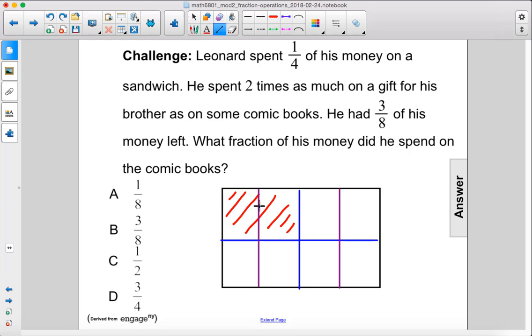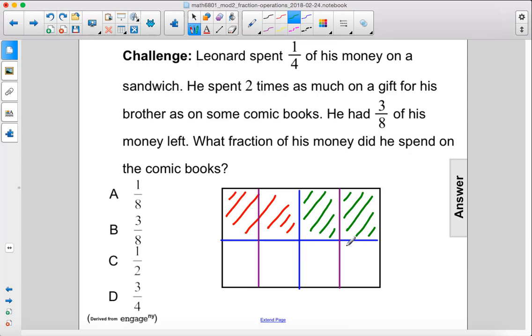So now we have 1, 2, 3, 4, 5, 6, 7, 8 pieces. So you can see he spent 2/8 on a sandwich, which is equivalent to 1/4. And we have at the very end of this problem 3/8 of his money left. So let's mark off 3/8. So he doesn't spend this money.